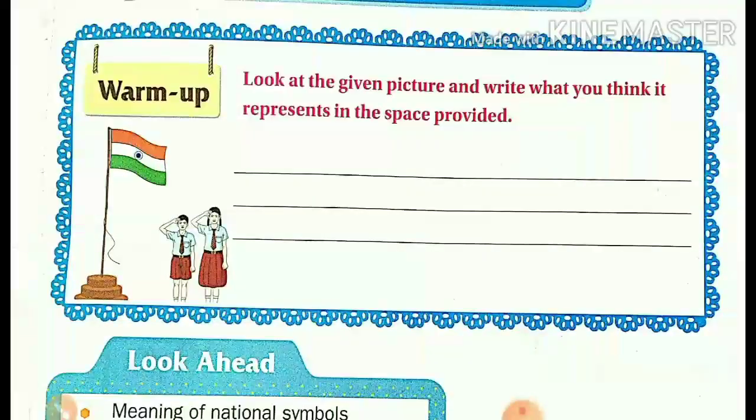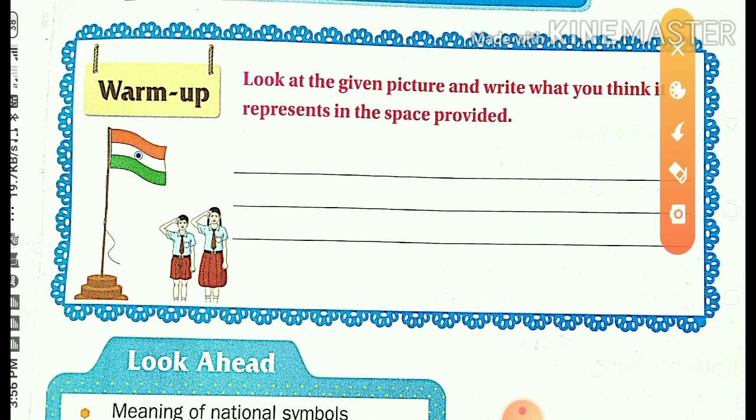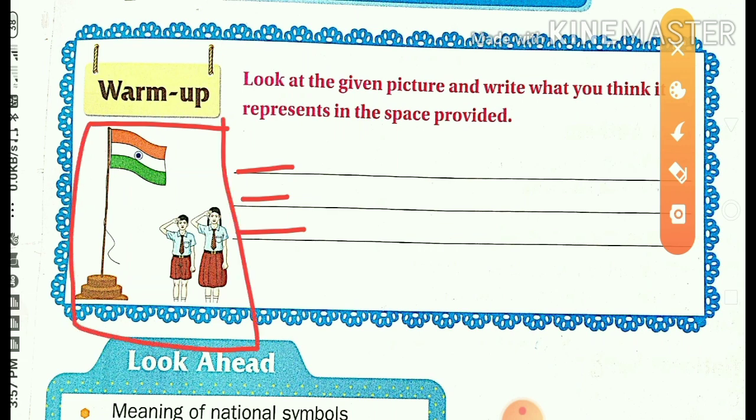Look at the given picture and write what you think it represents in the space provided. Means these three lines have been given here. You want to write about what you are looking at in the picture. Means first, which day is that, what the students are doing, what about this flag. So you want to write 3 lines about it.